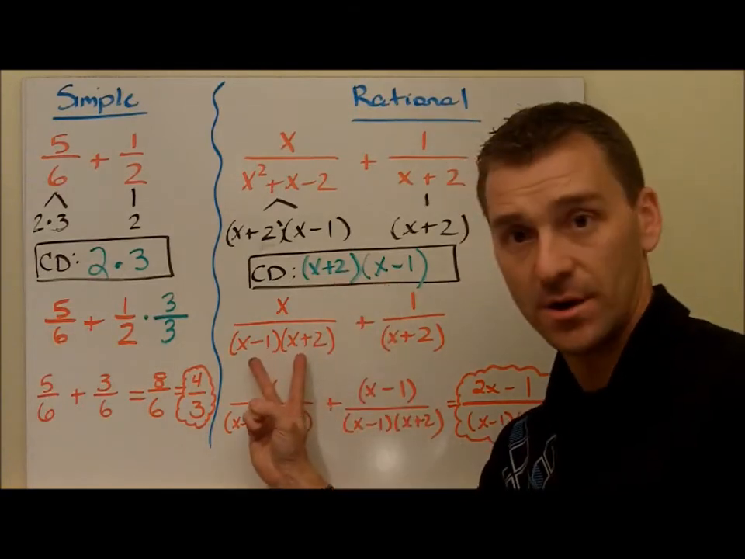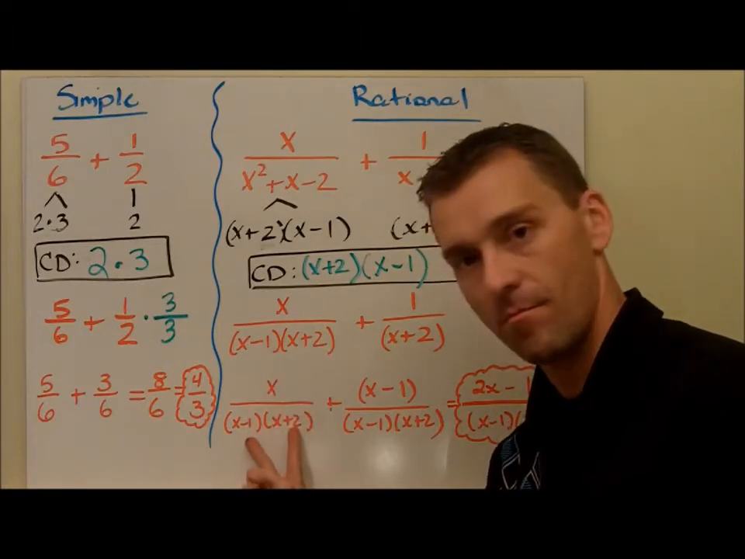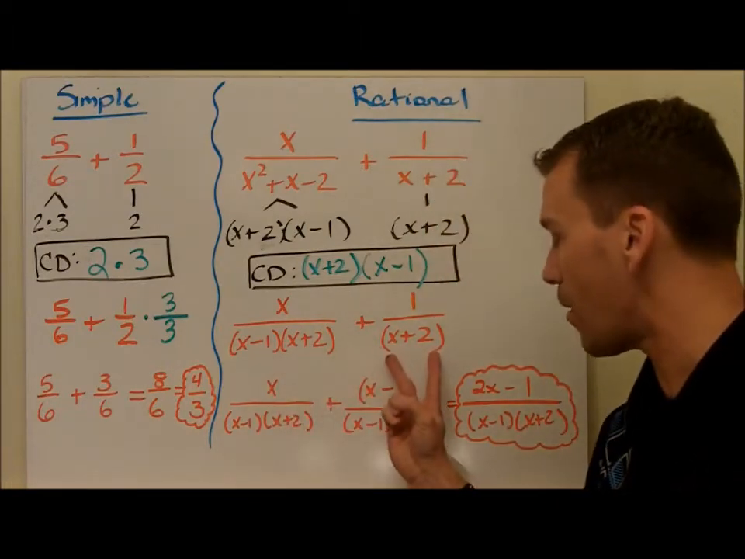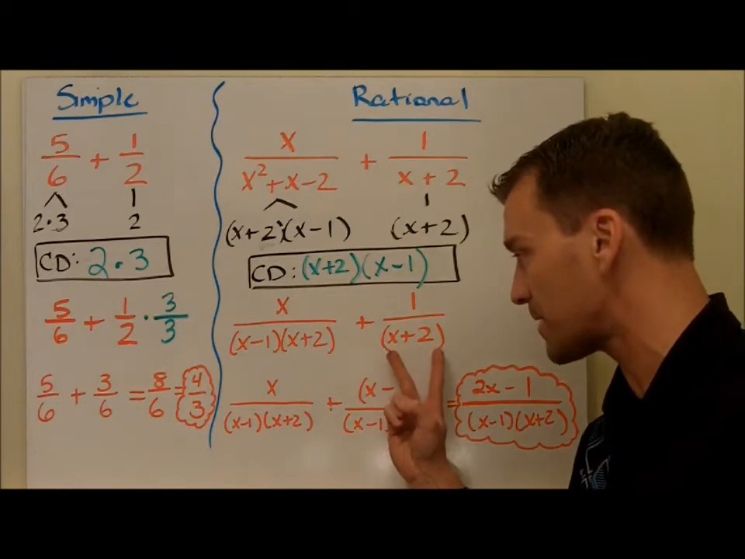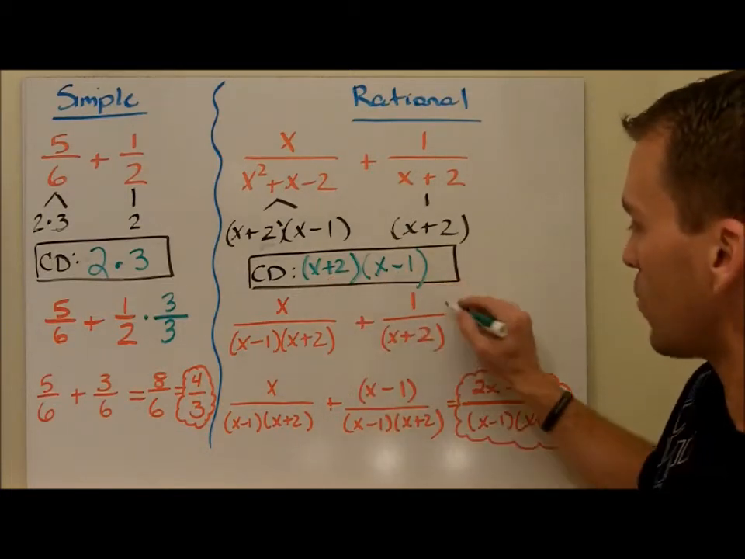I have that one. So this one is good to go. I don't need to do anything with it. Over here, however, I am missing something comparing this denominator to my common denominator. I'm actually missing an x minus 1.